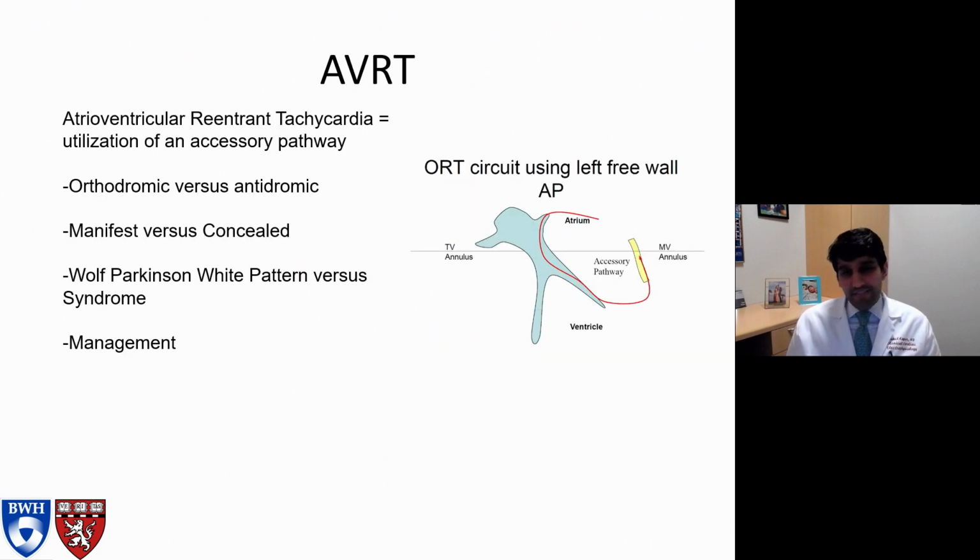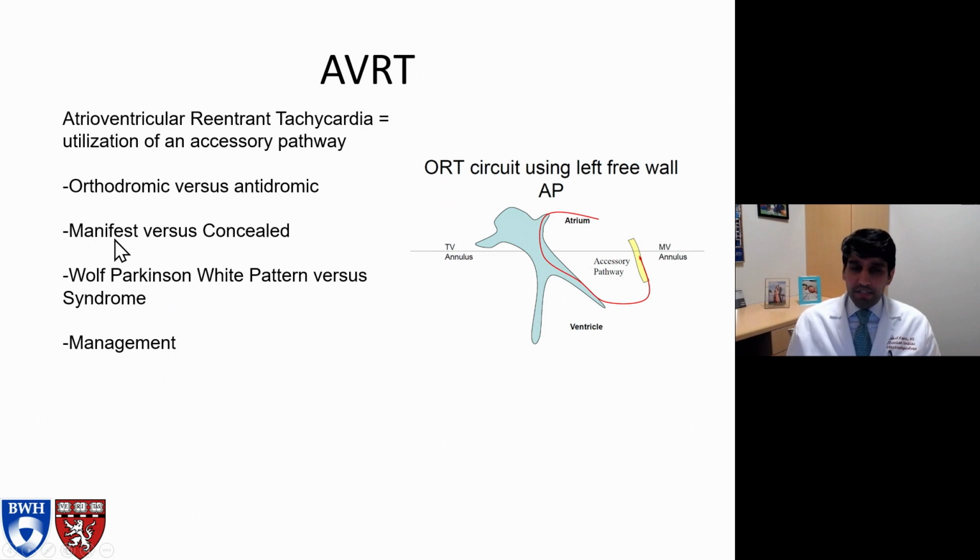The last thing is AVRT or ORT or Wolff-Parkinson-White, essentially a reentrant circuit involving an accessory pathway. There can be orthodromic reentrant tachycardia, where it goes down the AV node and up the accessory pathway, or antidromic, where it goes down the accessory pathway, up the AV node. Some people say the patients cannot have AVRT unless you see pre-excitation on their EKG, but that's not necessarily true.